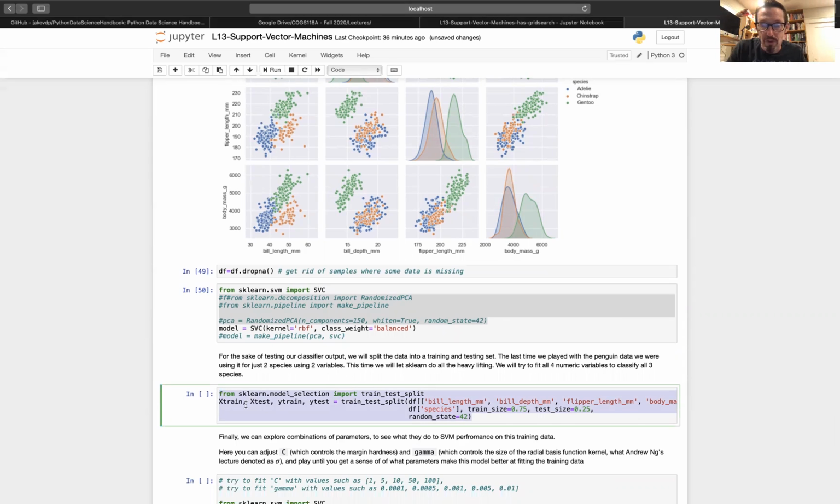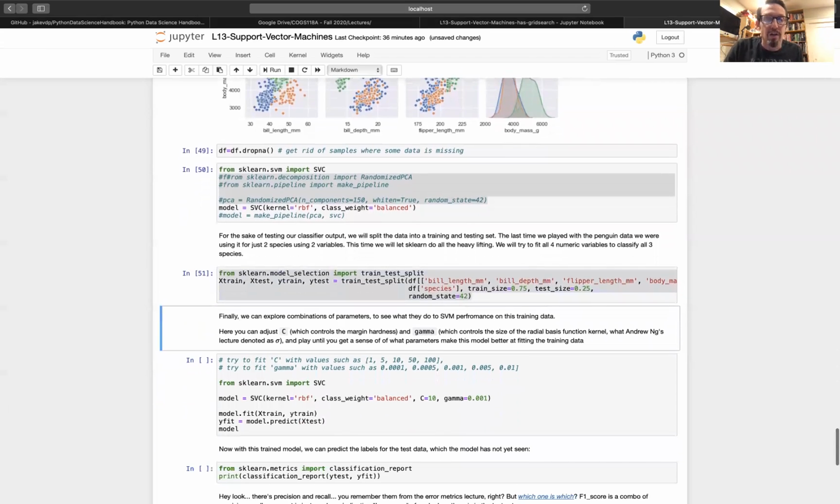And we're going to do 75% for training, and we're going to use 25% of our data, assigned randomly, to test. Okay. So again, we can control the margin hardness with that C parameter and also with the gamma parameter, right? And as you heard Andrew say, these both control something like the bias-variance trade-off too, right?